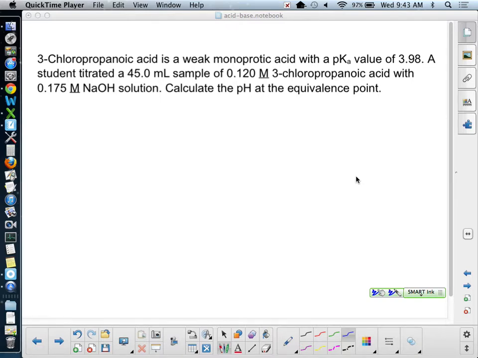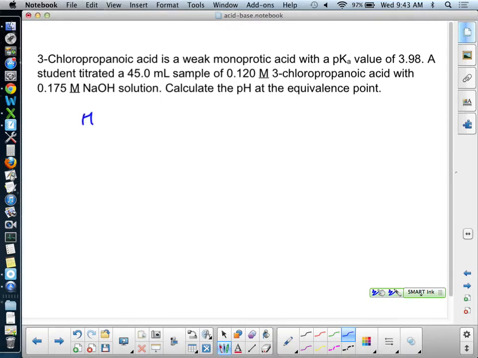Write an equation. Very good. So HA plus OH minus reacts to form H2O plus A minus. Remember, this is not an equilibrium, or we assume that the equilibrium constant is very large. The titration reaction goes to depletion.